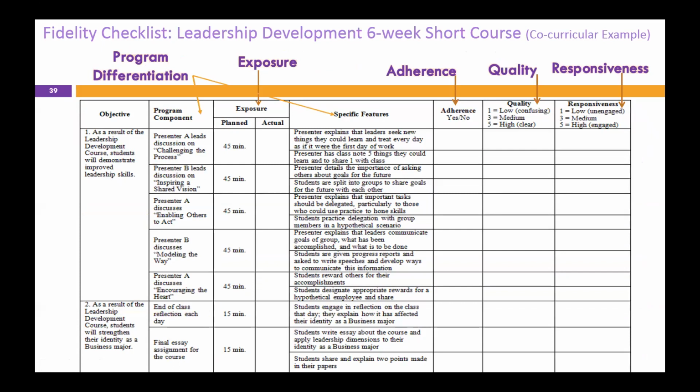If you look up here, this is a leadership development 6-week short course. You can see there are objectives over here. These are broad general components of the program and how long they should take. Then you can see there are specific features associated with each of these components. The general component and the specific features, this is that program differentiation where you're outlining the curriculum and the activities. Again, exposure is the planned time. If someone was sitting through this program, they could see, did they actually spend 45 minutes on each of these things or 15 minutes? Were each of these features adhered to? Yes or no? If yes, what was the quality? And were students responsive?